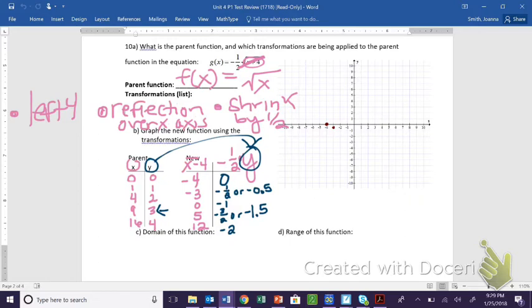All right. Now, the next point we're looking at is 0, negative 1. So I'll put a nice big dot right there. And then 5, negative 1.5. And the other one is off the graph.